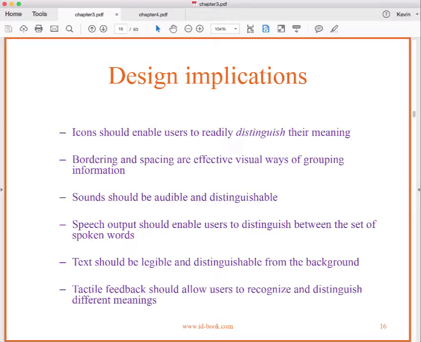Okay, well, there was an aside for you. Bordering and spacing are effective visual ways of grouping information. That's consistent with our tips and tricks. Sounds should be audible and distinguishable. Speech output should enable users to distinguish between a set of spoken words. Text should be legible and distinguishable from the background. We saw that a slide ago. And tactile feedback should allow users to recognize and distinguish different meanings. Okay, all those things sound very appealing to me.